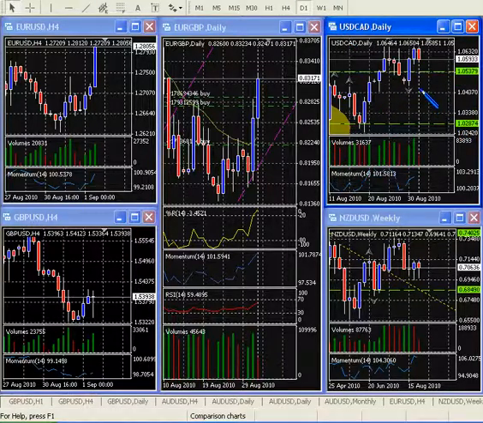Together with the Canadian dollar, if we look at it on a daily basis, its price of 1.0593 is resting on a good psychological support price level.